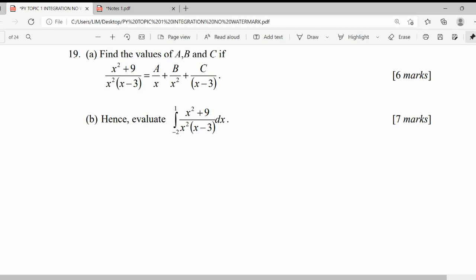Okay, so we look at question number 19. This question is quite good. It helps you because it asks you to express this fraction in partial form, and the partial fraction is already split out one by one, where x squared is repeating. You can see x squared is not a quadratic factor, it's a repeating factor.